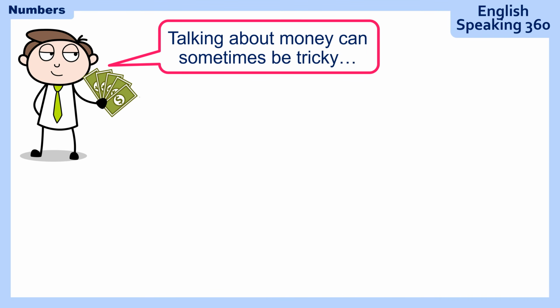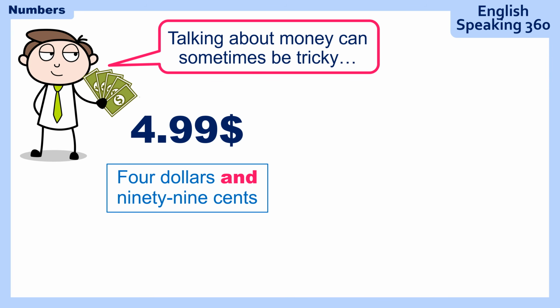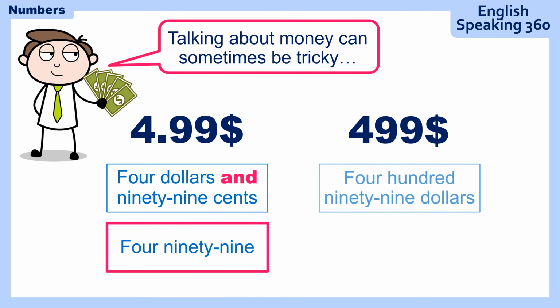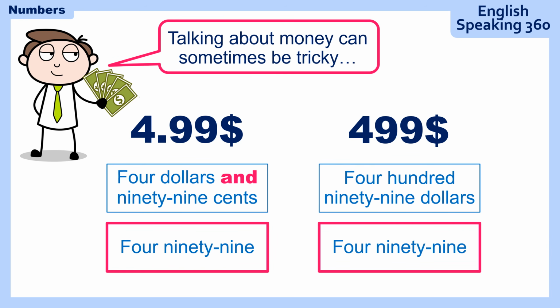Talking about money can sometimes be tricky. For example, this number. So you would say $4.99. Okay, but there's another way to say it. You can say $4.99. How about this number? Of course, the easy way is $499. But there is one more way to say it. Can you guess? It's $4.99 also. So you're like, what? $4.99 is $4.99 and $499 is $4.99 too?